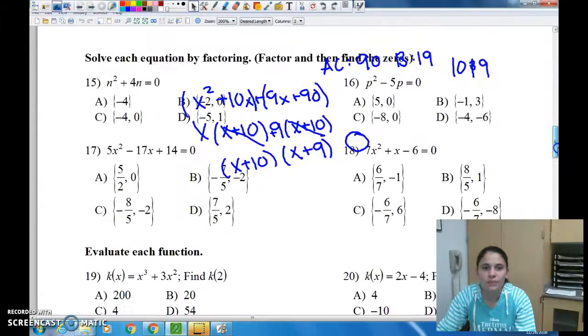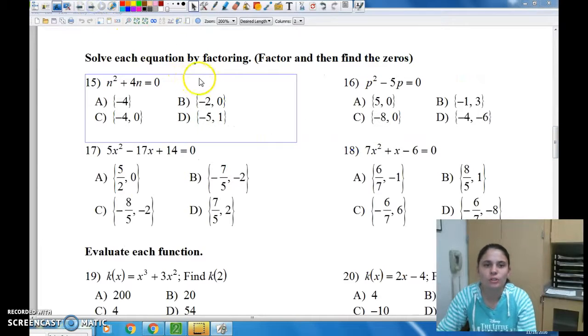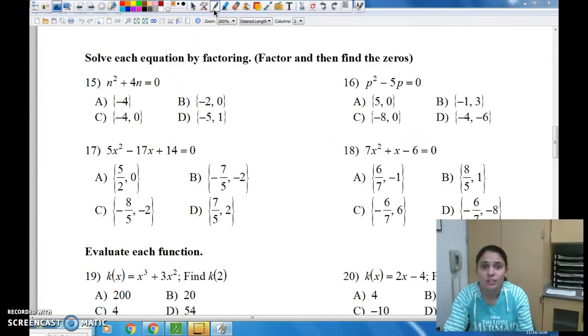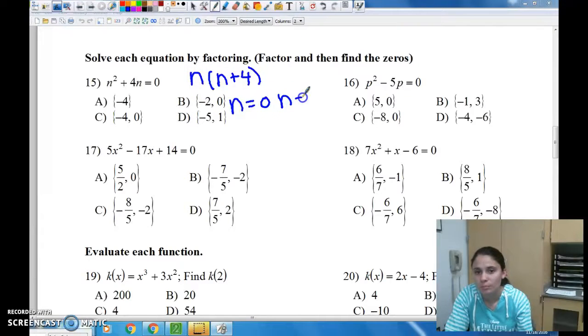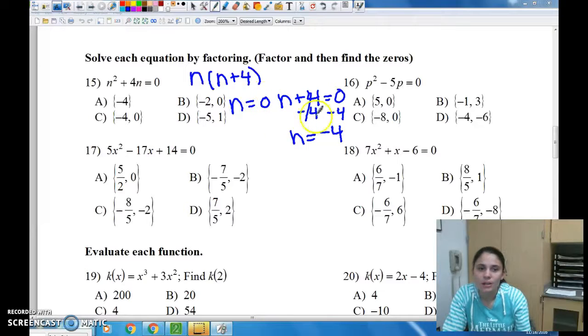So on number 15, people sometimes struggled with this, but it's actually an easier way to factor. So if we start by factoring out the greatest common factor, I can pull out an n, and then I'm left with n plus 4. And this is already factored. I can just set each of these equal to 0. So I have n equals 0, and n plus 4 equals 0. This one's already solved for n. This one I just minus a 4 from each side, and I have n equals a negative 4. So my answers are 0 and negative 4, which is C.